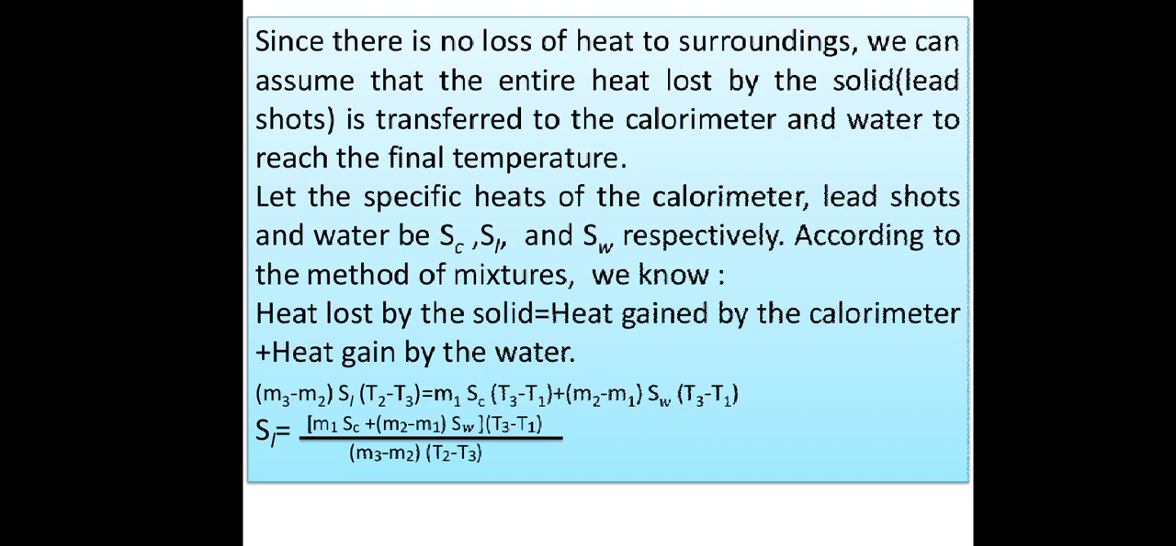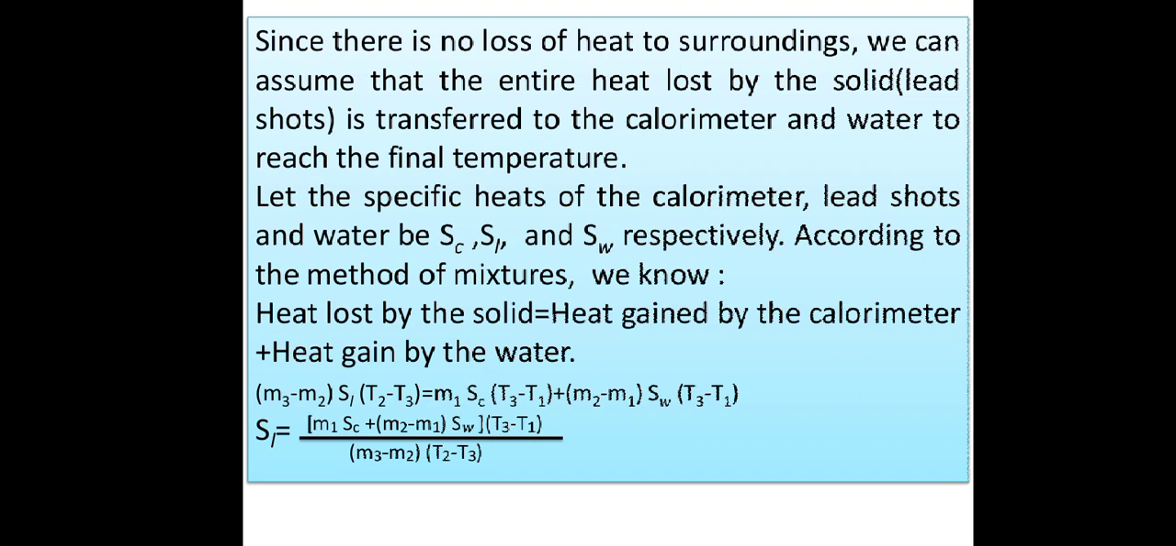In general, Q is equal to m s delta T. So that general equation we apply here to calculate heat lost by the solid. (M3 minus M2) times SL times (T2 minus T3) is equal to heat gained by the calorimeter, M1 SC times (T3 minus T1), plus heat gained by the water, (M2 minus M1) SW (T3 minus T1).